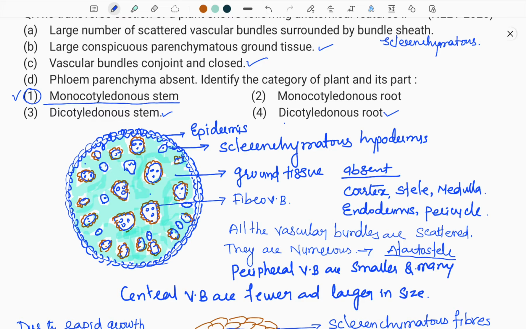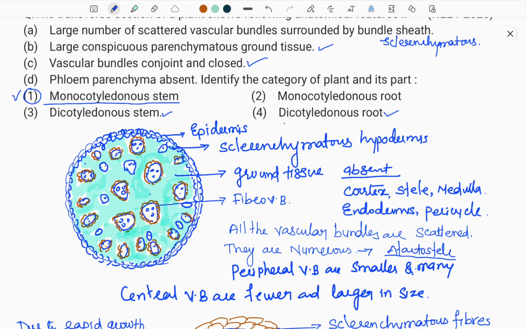And further, in monocot root, there is no secondary growth. Secondary growth is absent in monocot root. In dicot root, secondary growth is seen, and secondary meristem is formed from parts of pericycle, conjunctive tissue, as well as the lower part of the phloem. So these are the features of the dicot root, monocot root and dicot stem.